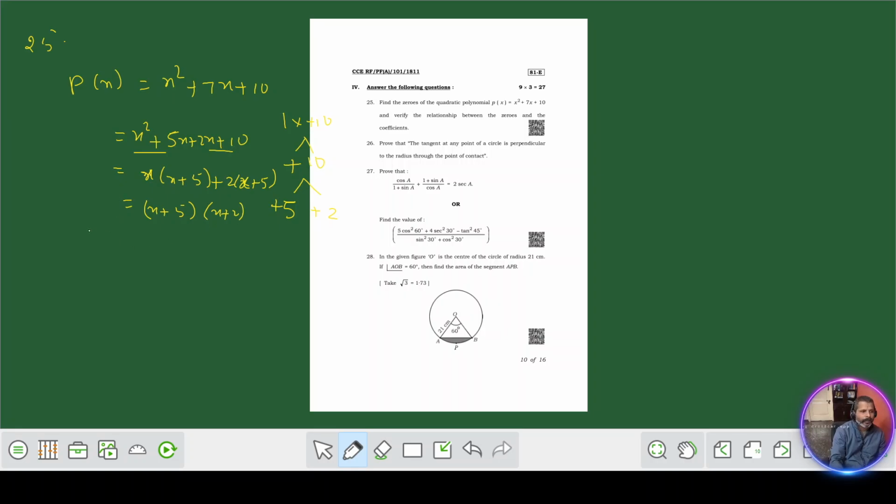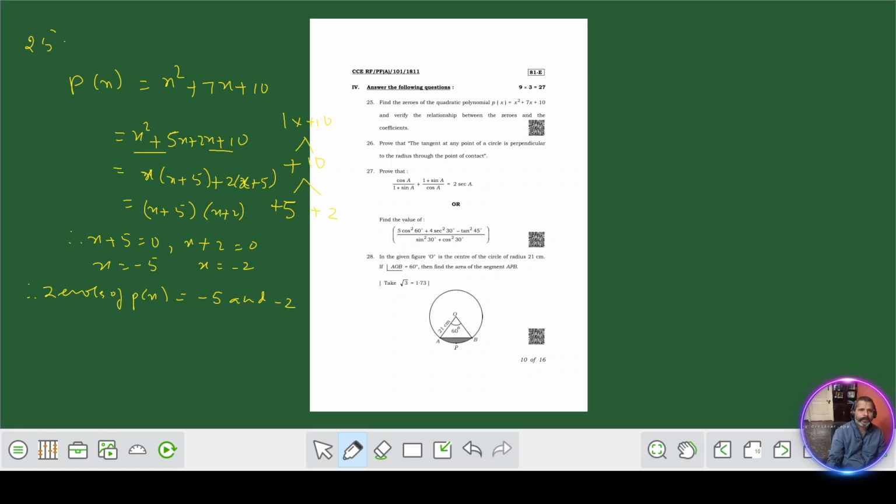For finding the values, you have to equate them to 0. So x equal to minus 5, x plus 2 is 0, x equal to minus 2. These are the roots, that is zeros, of the polynomial given, p of x. We'll just conclude that. Therefore, zeros of p of x are minus 5 and minus 2.